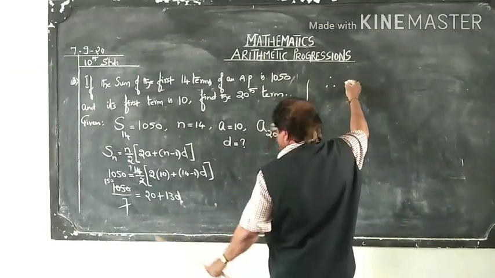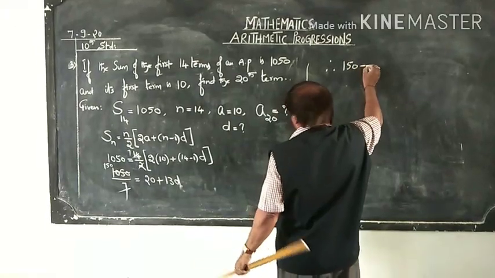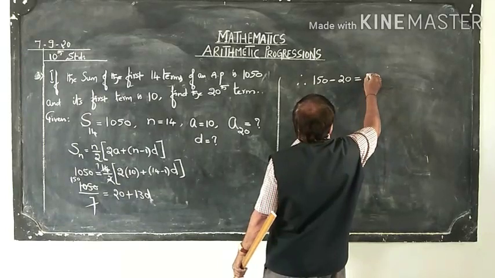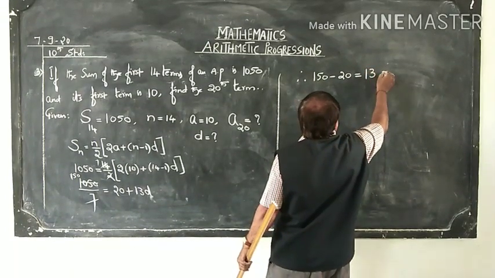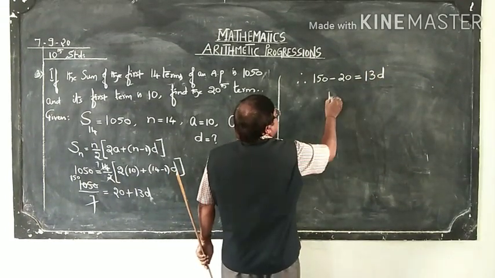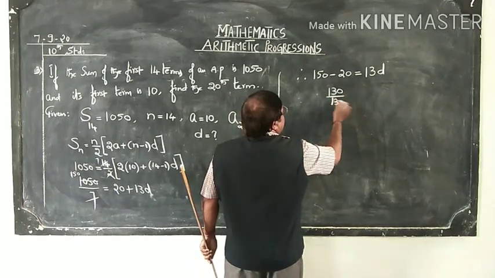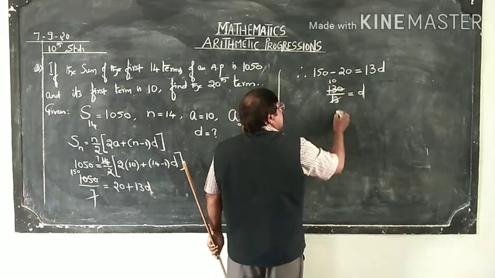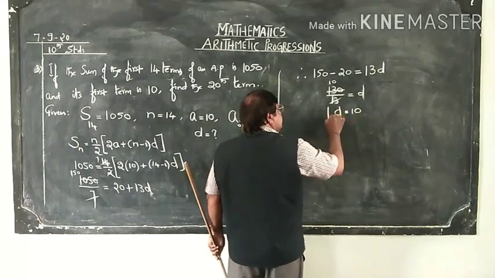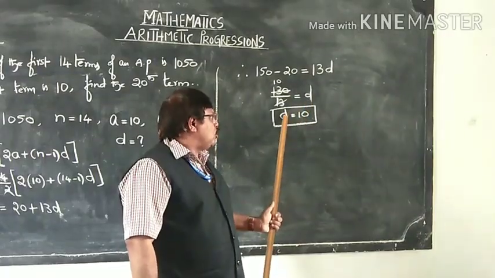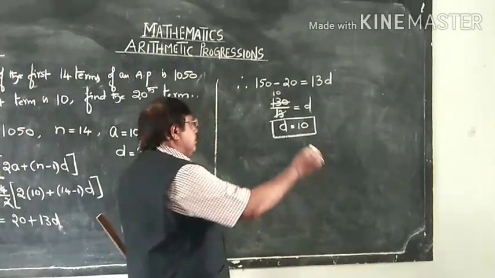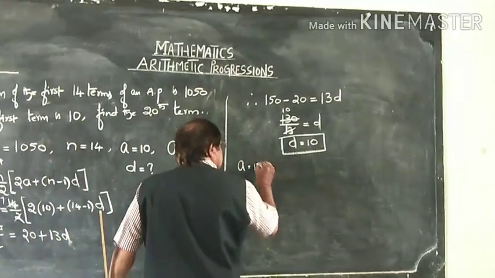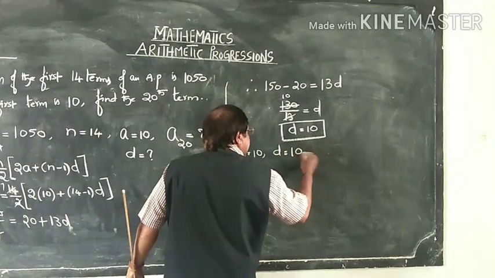Therefore, 150 minus 20 is equal to 13d. Nothing but 130 divided by 13 is the difference, that is d is equal to 10. So you got d is equal to 10. So I will write again, a is equal to 10, d is equal to 10.